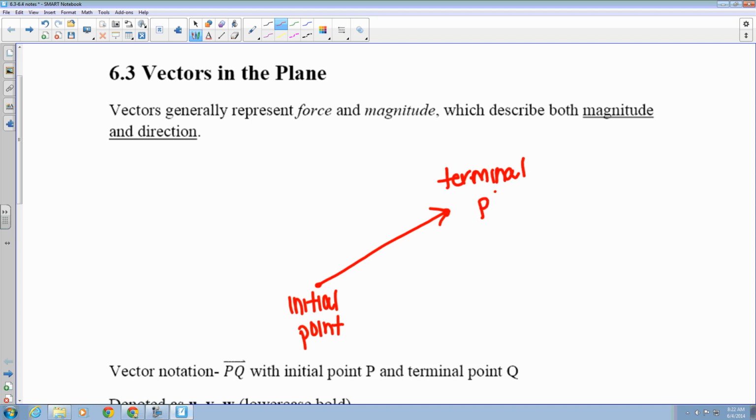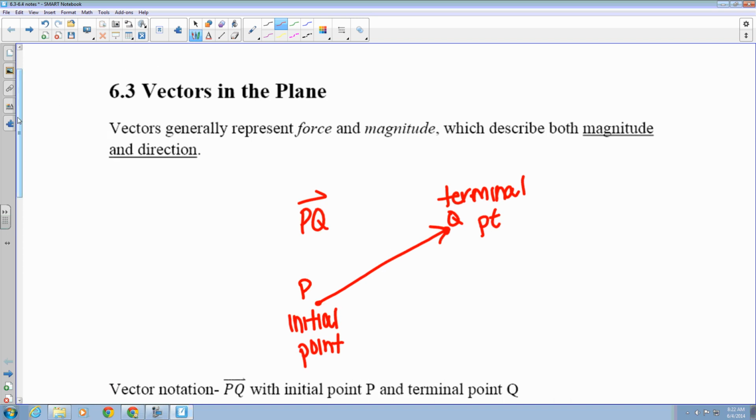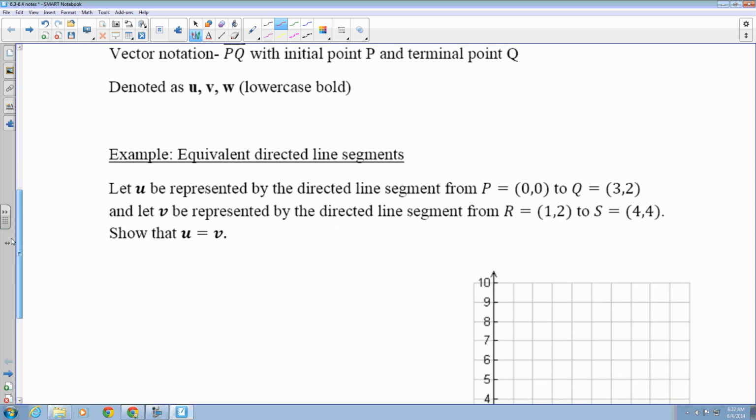We will label them as P and Q. Okay, so the way we would describe this vector would be vector PQ with a little hat on top, and the arrow, or the half arrow, is going in the direction that the vector is going in. When you see vectors denoted in writing, it's often in a lowercase bold letter. So if we have vector u, it would just be a lowercase u bolded.